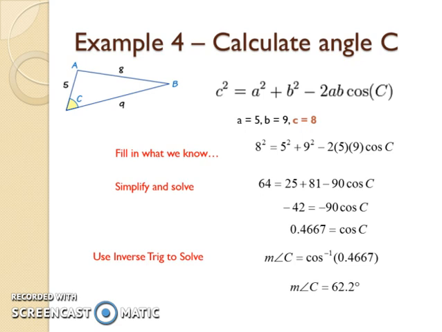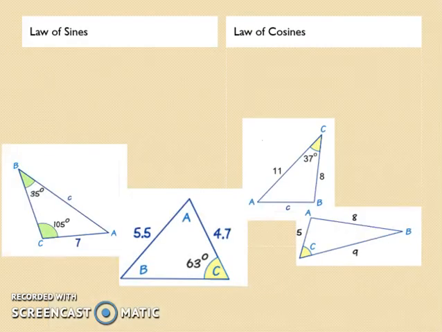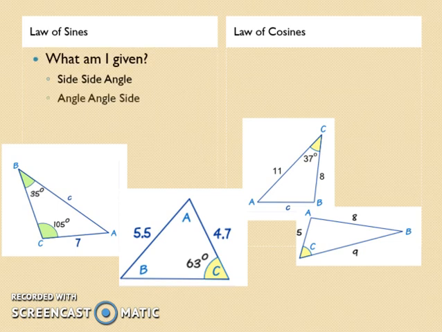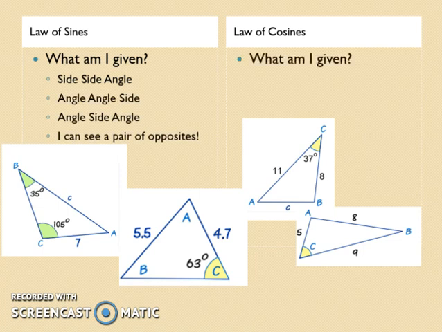Okay, so how do we remember which law to use? Law of Sines we use when you're given side side angle, angle angle side, and angle side angle. Law of Cosines you use only when you're given side angle side or side side side. That's the easier one to remember. So Law of Cosines is SSS or SAS. Law of Sines is every other one.